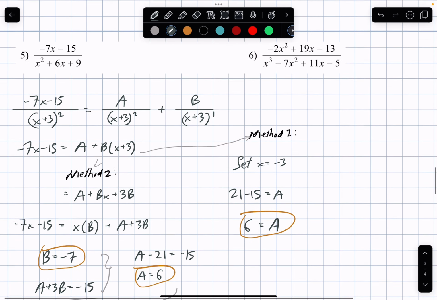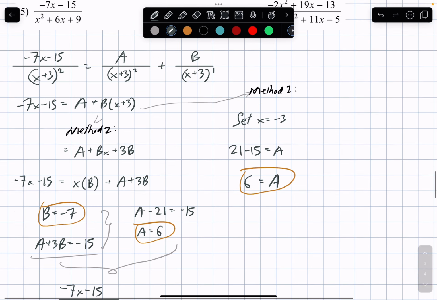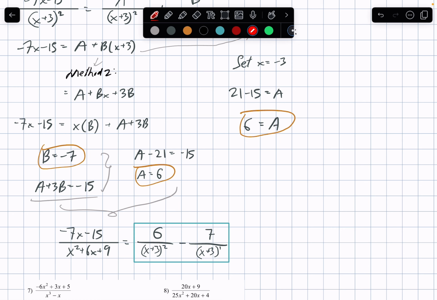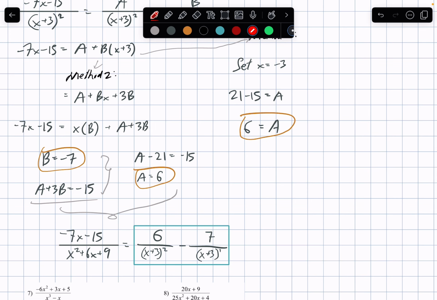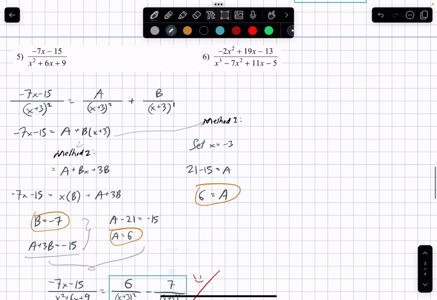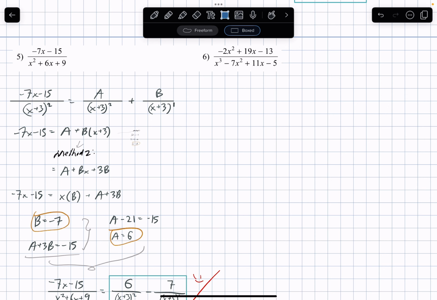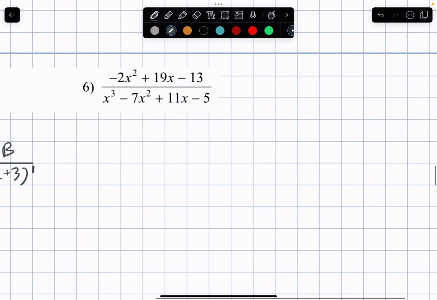So we just copy the problem. Negative 7x minus 15 over x raised to 2 plus 6x plus 9 is equal to a over x plus 3 raised to 2. A is 6. And then the other one, x plus 3 raised to 1, b is equal to negative 7. So write it like that. Okay, let's see if the answer key matches my answer. Yes, it does. Okay, good. I'll minimize this. It was good that we also used method 1, but it wouldn't be so useful in the concerning situation.